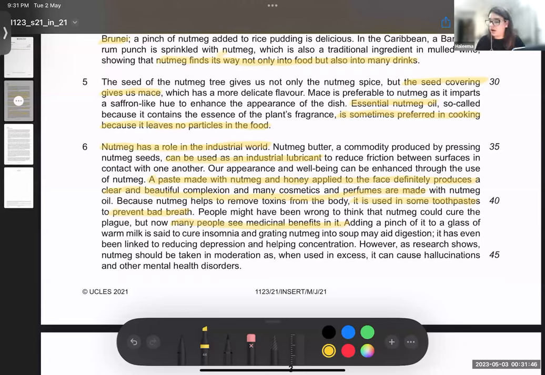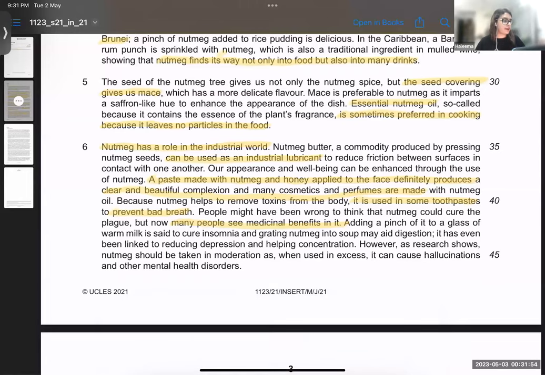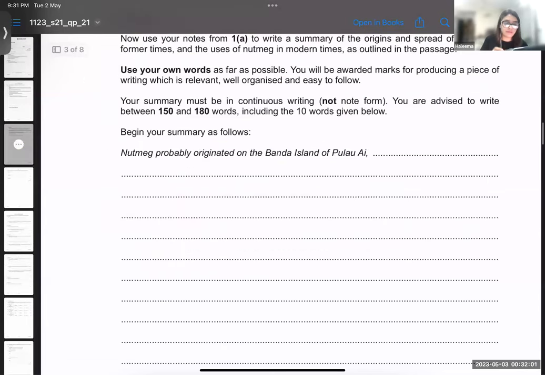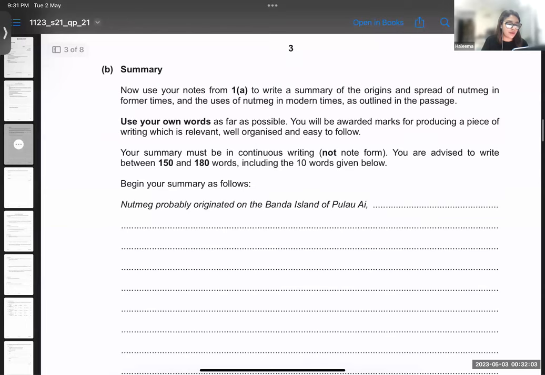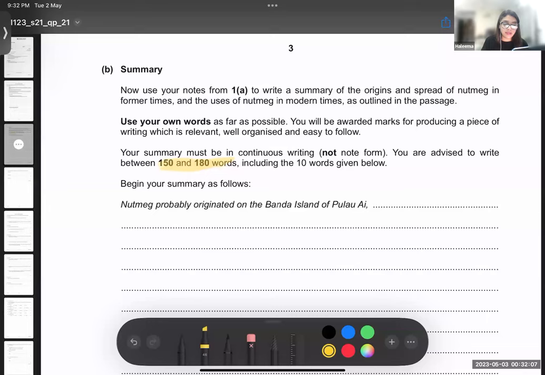So these were our 17 content points as per the questions itself. Once you have highlighted all of these content points, you are expected to write a summary in which you are to use between 150 to 180 words. That's the first thing you need to keep in mind. That includes the 10 words that have been given below. So they've already given you a beginning. They've already told you how to start.